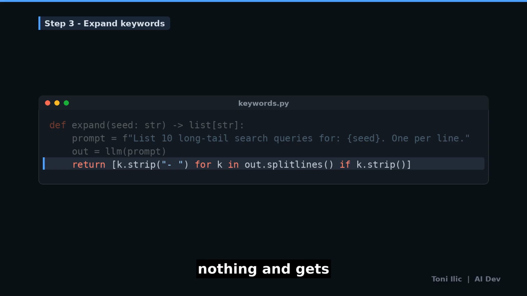When you're ready to be data-driven, swap this one function to call a real SEO API, so you get true monthly search volume and difficulty scores. And because it's isolated, nothing else in the pipeline changes.